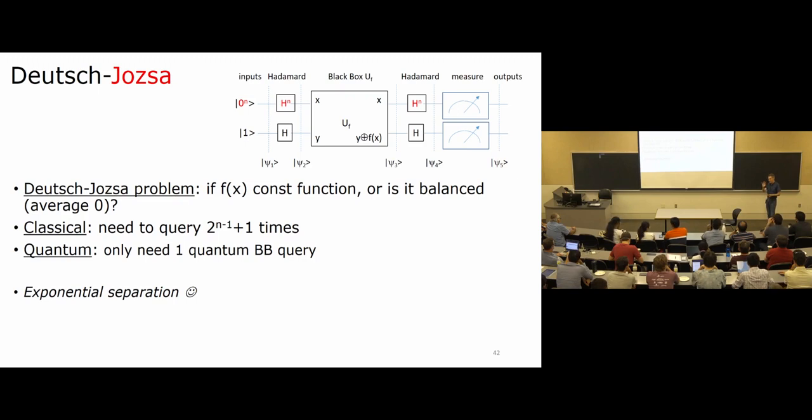It's either a constant zero, constant one, or it gives me half the time 0, half the time 1. So if it's not a constant, it's a special box. So now, what do we need to do in the classical world?